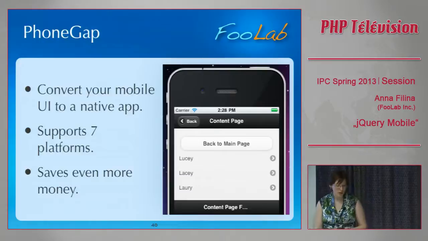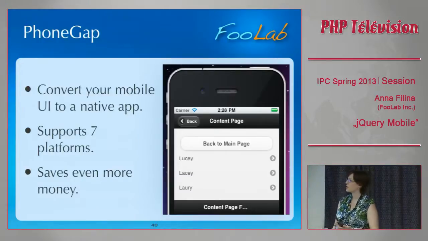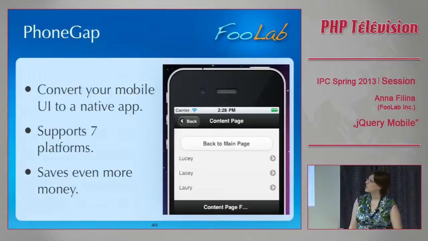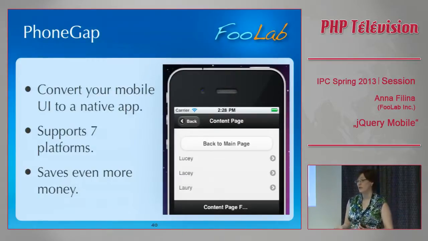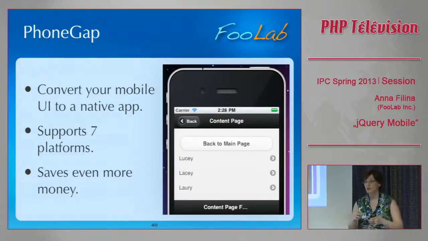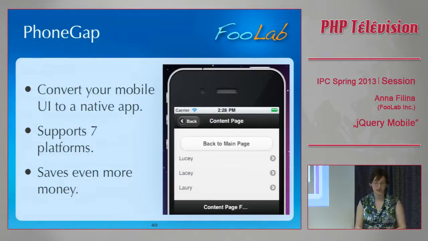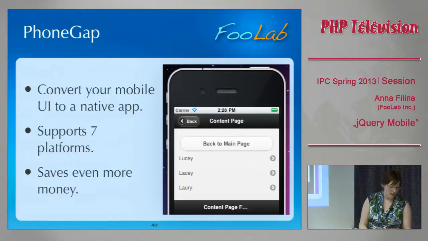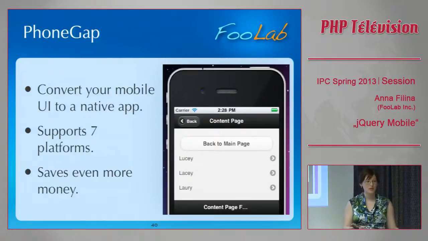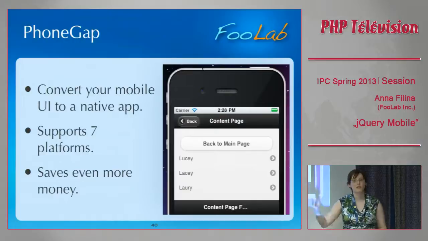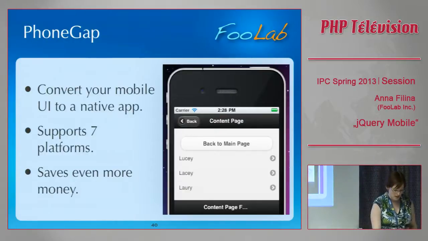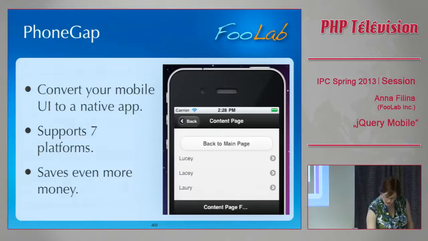Many things you can do. PhoneGap, I don't know if it's still actual. Basically, it will convert your mobile UI to a native app. It doesn't offer you any additional capabilities, but if you really want to encapsulate it and have your own icon on the person's desktop, then you can do that. At the time I wrote these slides a year ago, it supported 7 platforms, and it saves you even more money. So if you have a website, you can just port it to mobile and then have it tweaked to your liking. And that's pretty much it.